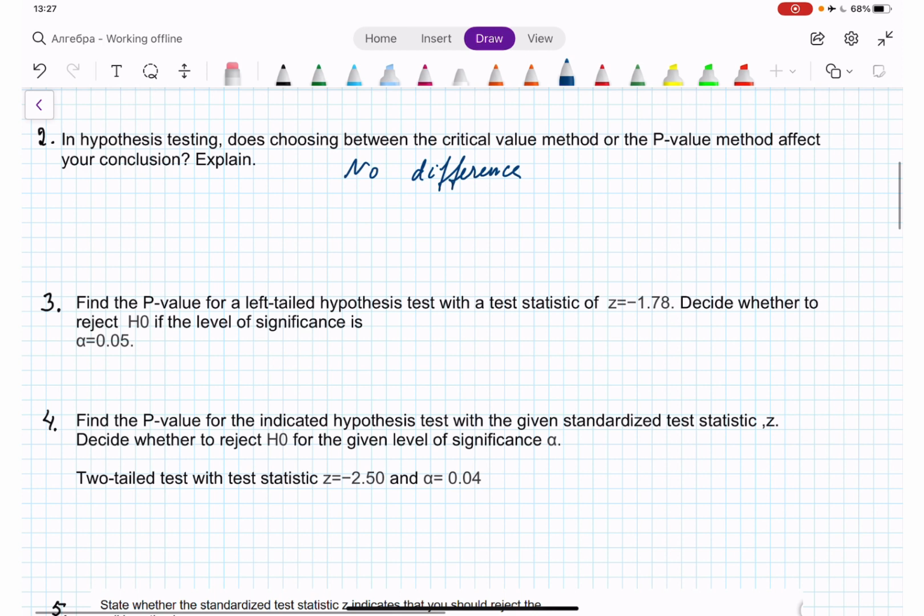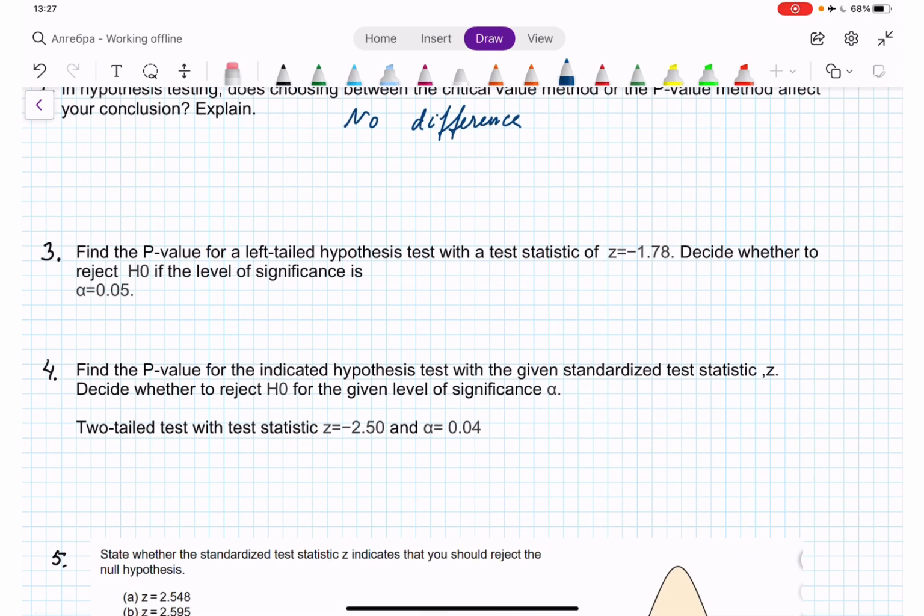Okay, number 3. Question number 3. Find the p-value for the left-tailed hypothesis test. So we have a left-tailed hypothesis test with test statistic z-score negative 1.78. Decide whether to reject the null hypothesis if the level of significance is 0.05.